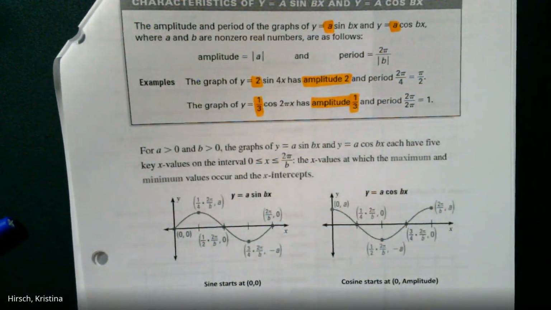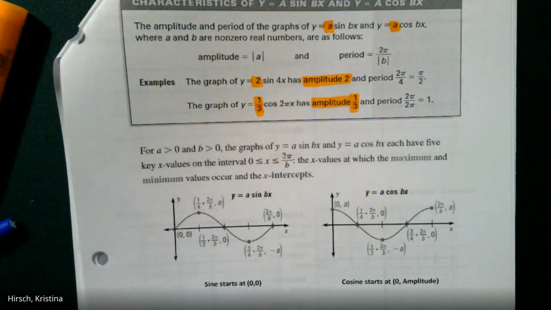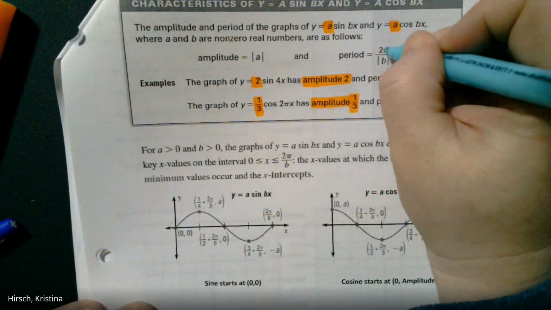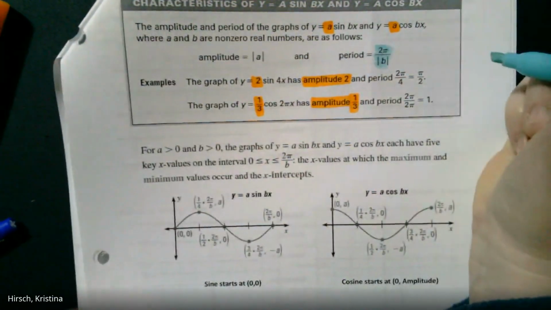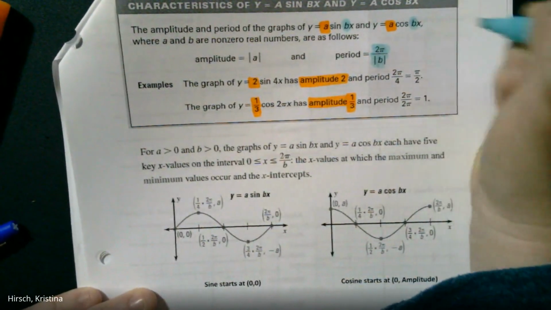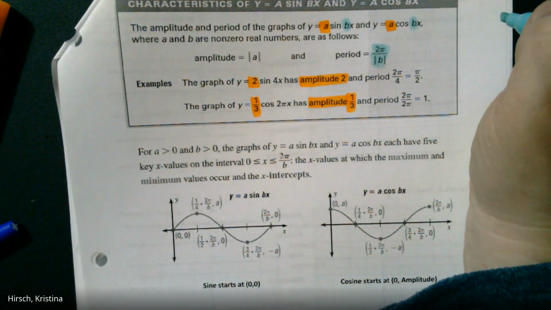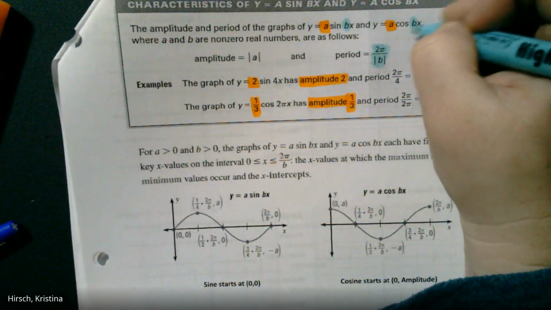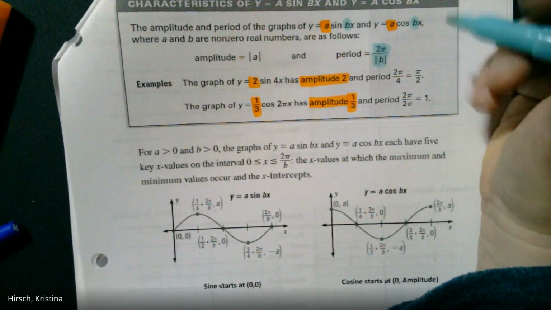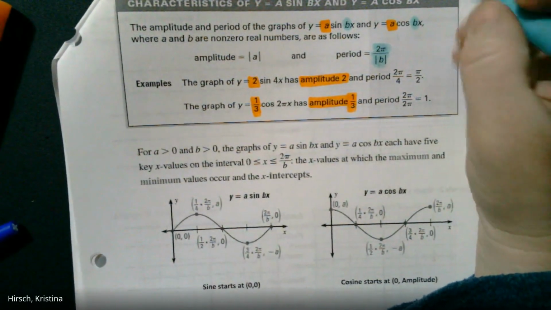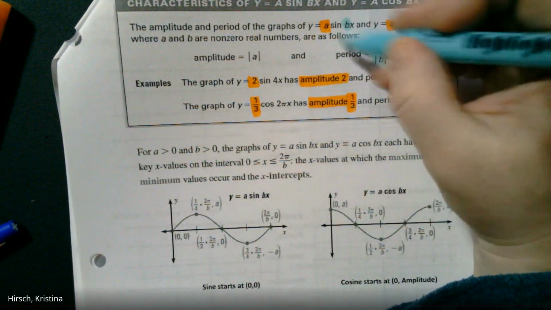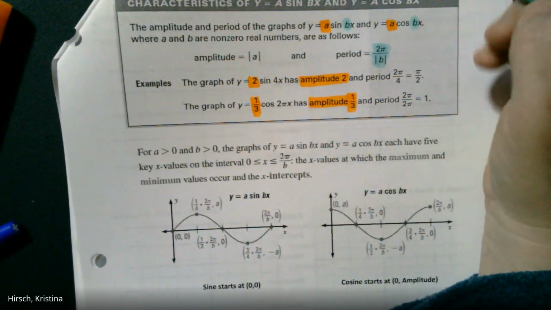Now period is going to be a little bit different. With period, we're looking at 2 pi over the absolute value of b. b is whatever number or value is in front of the x. So 2 pi divided by whatever that is. Now that number could be a pi, it could be a 2, it could be a 7. I mean, it could be anything. It could be a 2 pi, it could be a 5 pi. But you take 2 pi and you divide it by whatever is in front of that x.